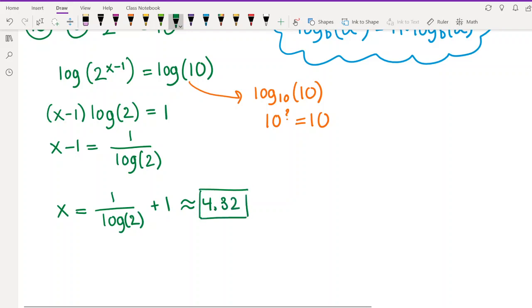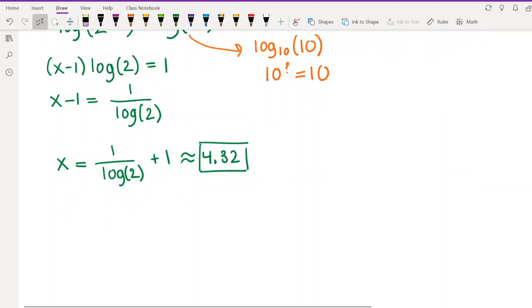And if you look in the solutions, it says ln of 10 over ln of 2 plus 1. And again, like I said, it's equivalent. It looks different, but if you type it into a calculator, you'll see that it's actually equal to the exact same thing.